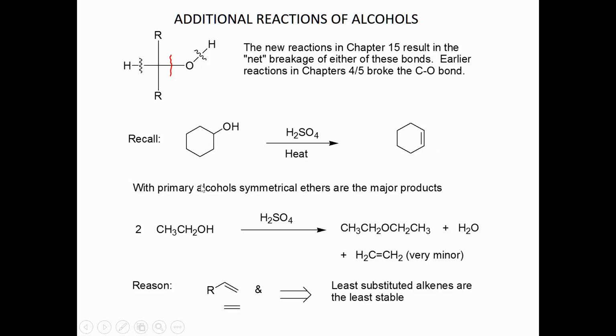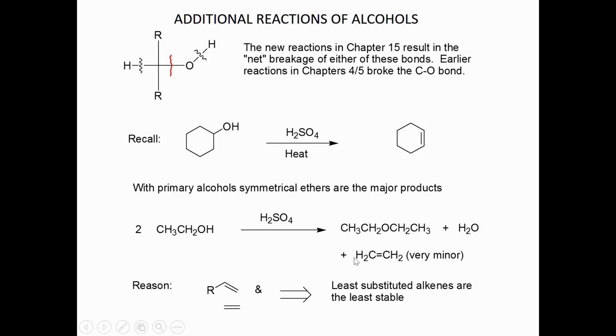And this is when we have primary alcohols and we try to do this reaction. What you find here is that the reaction really doesn't produce very much alkene at all. In fact, if you take ethanol, sulfuric acid, and heat it, your major product is actually this product right here called diethyl ether, and water is a byproduct. And this alkene here, ethylene, you really make very little of it.